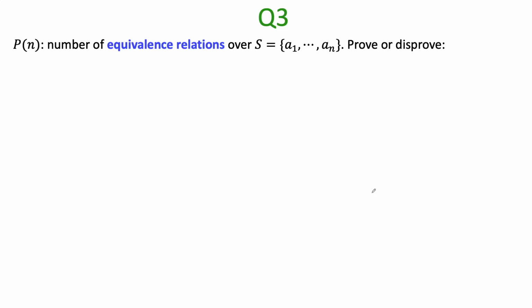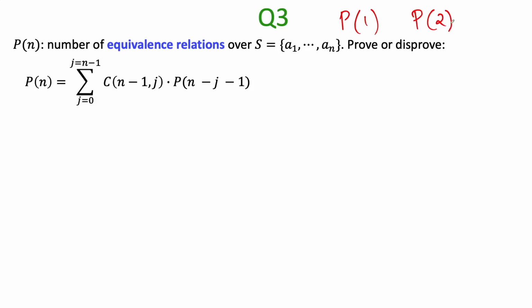In question number 3, we are defining a function P(n) which denotes the number of equivalence relations over a set S consisting of n elements. So P(1) means the number of possible equivalence relations over a set consisting of one element. P(2) will give you the number of equivalence relations over a set consisting of two elements, and so on. Now the question asks you to either prove or disprove whether P(n) satisfies this condition.